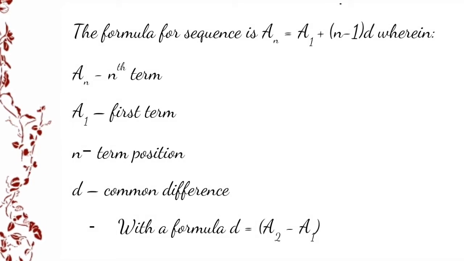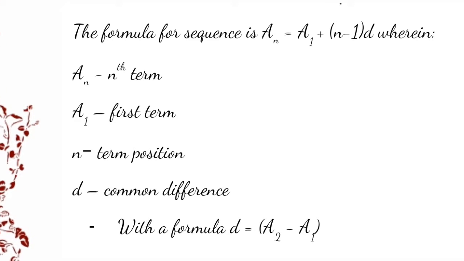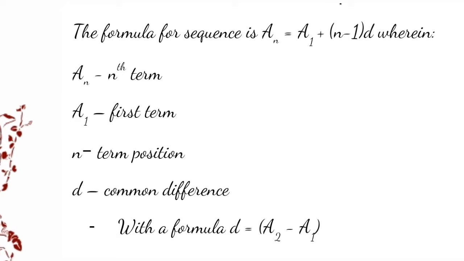Sequence is a chain of numbers and objects that usually follow a particular pattern. The individual elements in a sequence are called terms. The formula for a sequence is a sub n is equal to a sub 1 plus the quantity n minus 1 times d, wherein a sub n is the nth term, a sub 1 is the first term, n is the term position, and d is the common difference, with a formula d is equal to a sub 2 minus a sub 1.